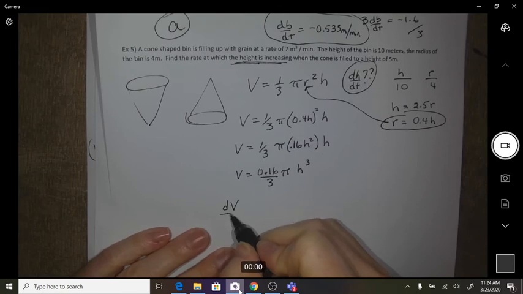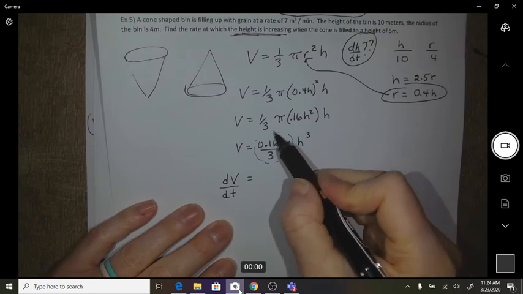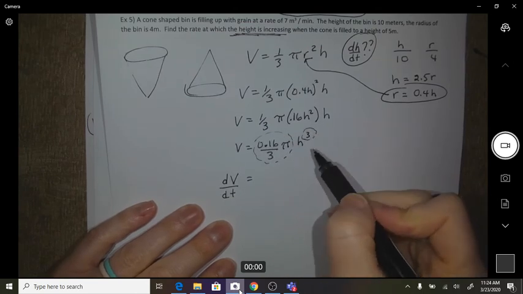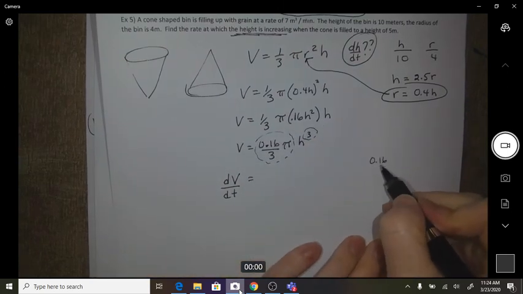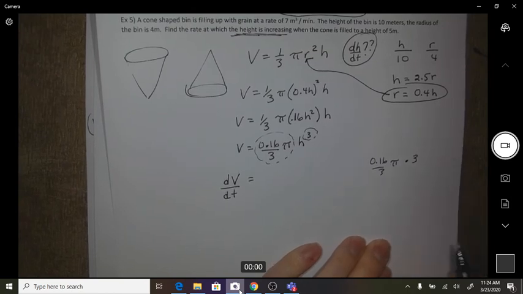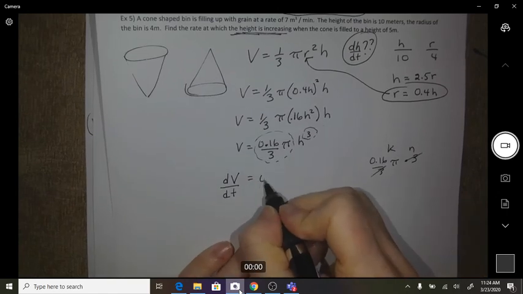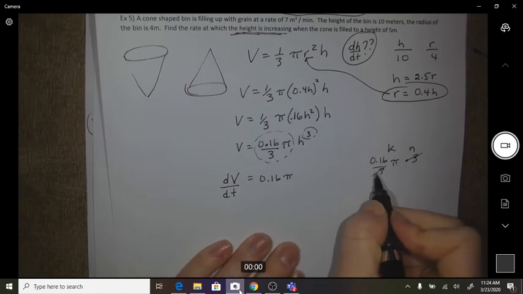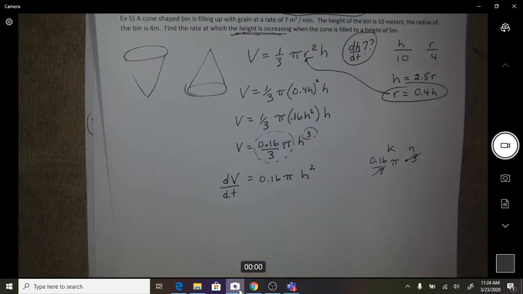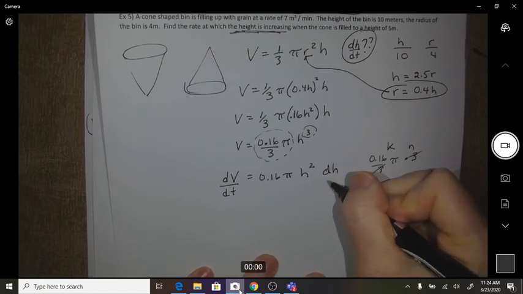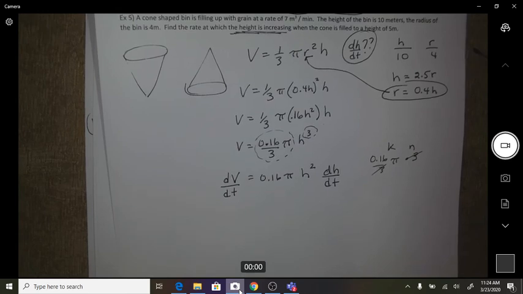So the change of volume with respect to time equals, okay, now don't forget how to derive. This is just a constant times an exponent. So this times this, that's what I'm doing, I'm doing k times n. That will cancel and I'll get 0.16 pi h squared, with the exponent coming down as the coefficient. And then don't forget your implicit piece, you have to include the change of h with respect to time.